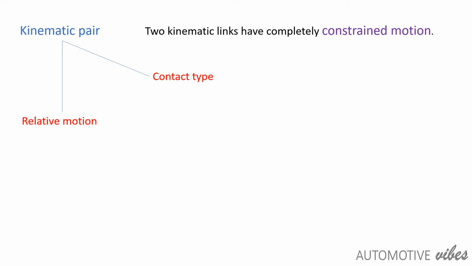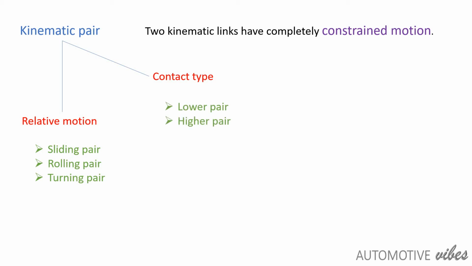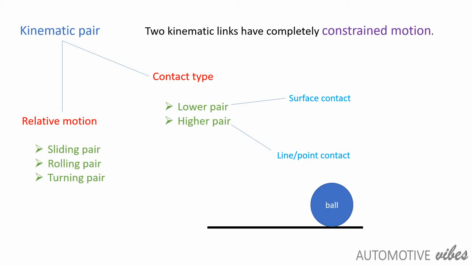Now, relative motion: the two objects can slide over each other, two objects can roll over each other, such that we can define a number of examples. At the fundamental level, we have sliding, rolling, and turning, right? And in contact type, we have mainly two categories, lower pair and higher pair. Lower pair is when a kinematic pair has a surface contact, like when we rub the duster over the board, it has a surface contact, right? Higher pair is nothing but line or point contact. For example, a ball rolling on the ground has a point contact, right?